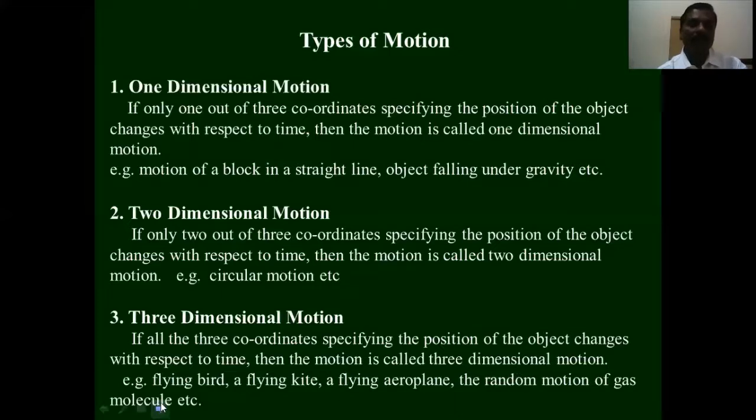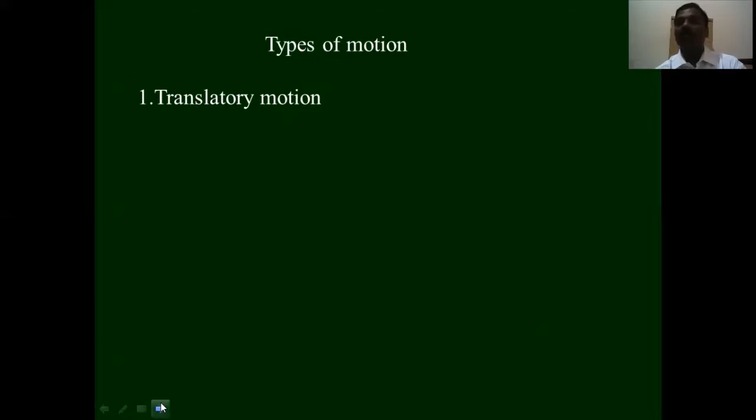Now when we consider these different types, you will find again there are three different types of motion. One is called translatory motion. The name itself gives an idea about that. The object is moving from one position to another. This motion is nothing but the change in position of an object with respect to time. So this motion is called translatory motion.